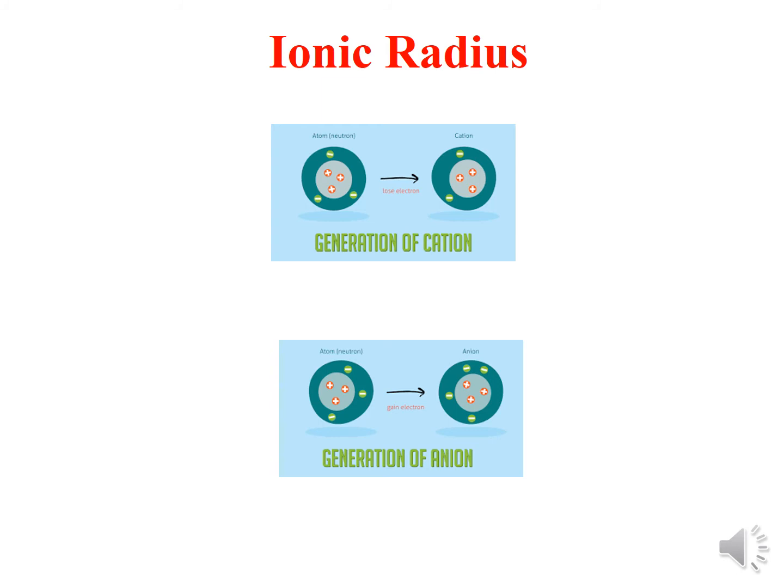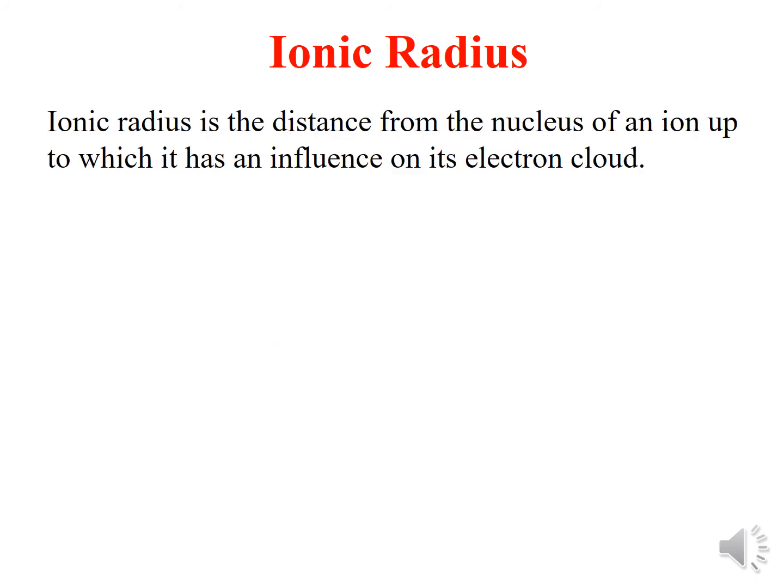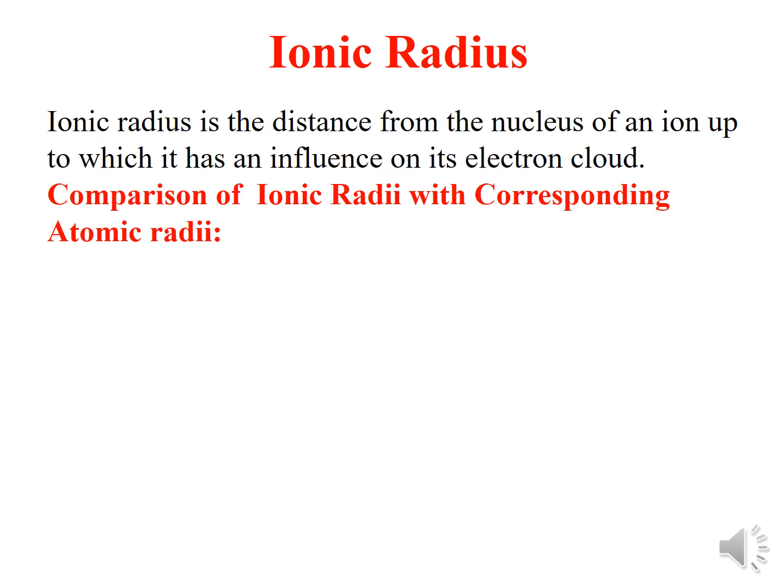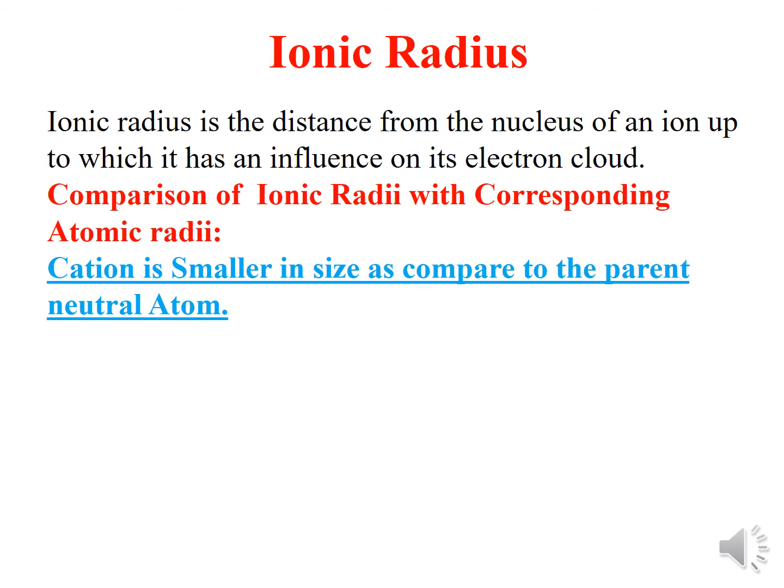So now we will discuss atomic radius of cation and anion. First we will define ionic radius. Ionic radius is the distance from the nucleus of an ion up to which it has influence on the electron cloud. So this is ionic radius. Now we will discuss comparison of ionic radius with the corresponding atomic radius. First we will discuss the comparison of size of cation with its parent atom.